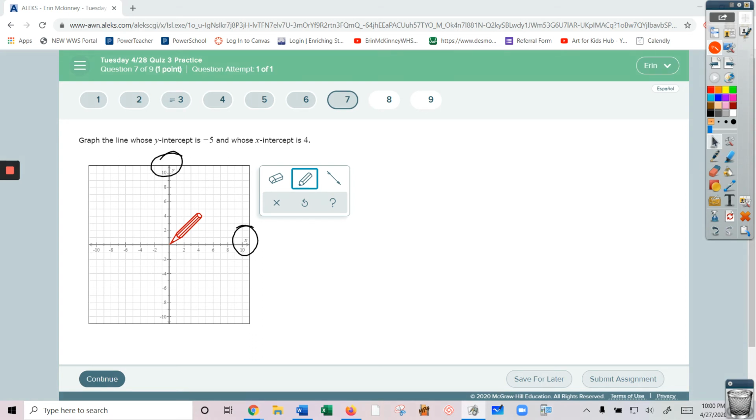So it says on the y-axis, we want to be at negative 5, so we'll make a point there. And on the x-axis, we want to be at positive 4. Once we make those points, we'll just make the line going through it. And that's all we need to do for that.